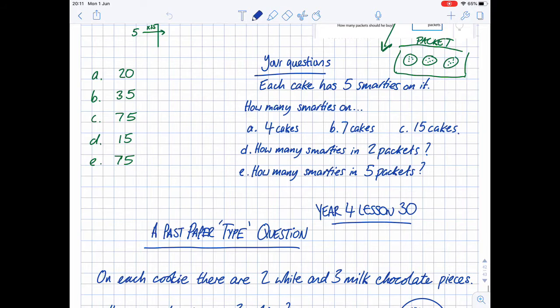And if you can hear any squeaking, sorry, it's my dog. He always uses the squeaky toy when I'm talking on the iPad.